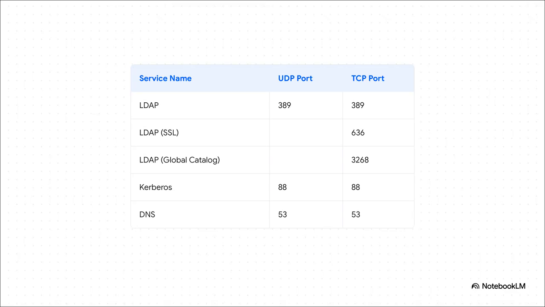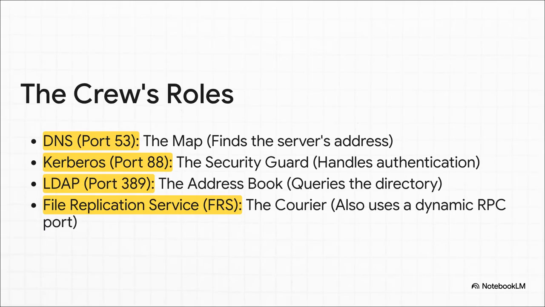And here they are. For anybody out there managing firewalls, these ports are completely non-negotiable. You absolutely need DNS, the domain name system, just to find the server in the first place. You need Kerberos for secure authentication, and of course, LDAP, the Lightweight Directory Access Protocol, for querying the directory itself. These ports have to be open for business, period. Let's break down their roles with a little analogy to make it stick. DNS on port 53, that's your map. It tells you how to get to the building. Kerberos on port 88 is the security guard. It's going to check your ID to make sure you're allowed in. LDAP on port 389 is the address book you use to find people inside.